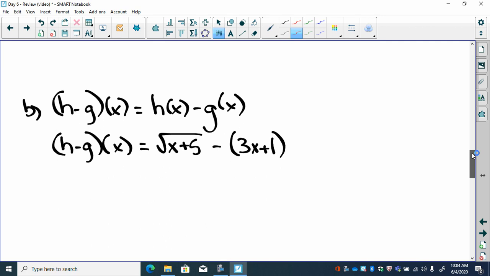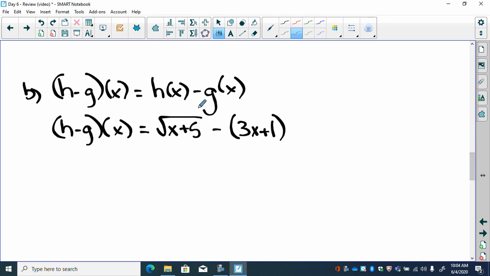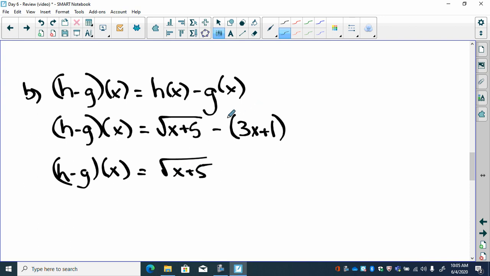Next up, I've got h of x minus g of x. Well, h of x is the radical function. g of x is that linear function again. So h minus g is going to equal radical x plus 5, and all I'm going to do here is distribute the negative over both of these terms. So it becomes negative 3x minus 1.